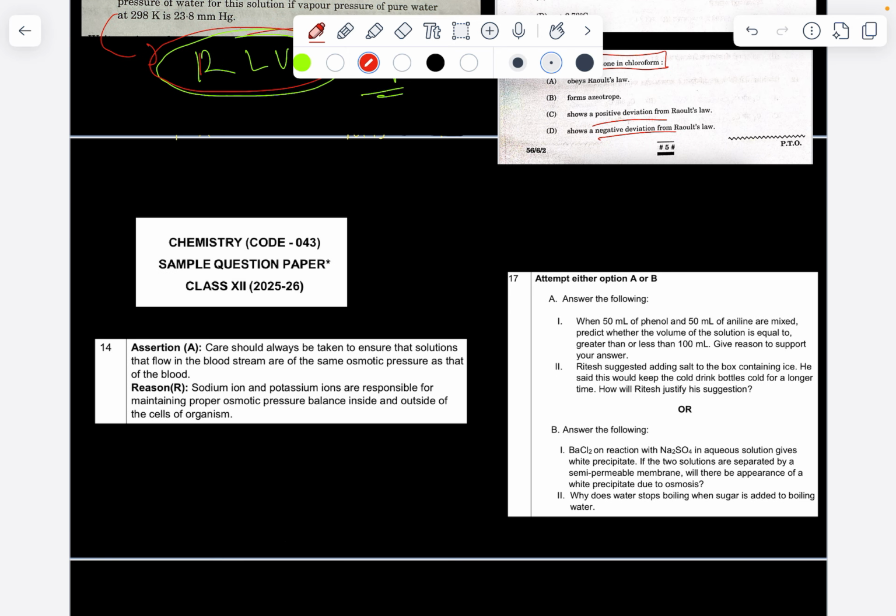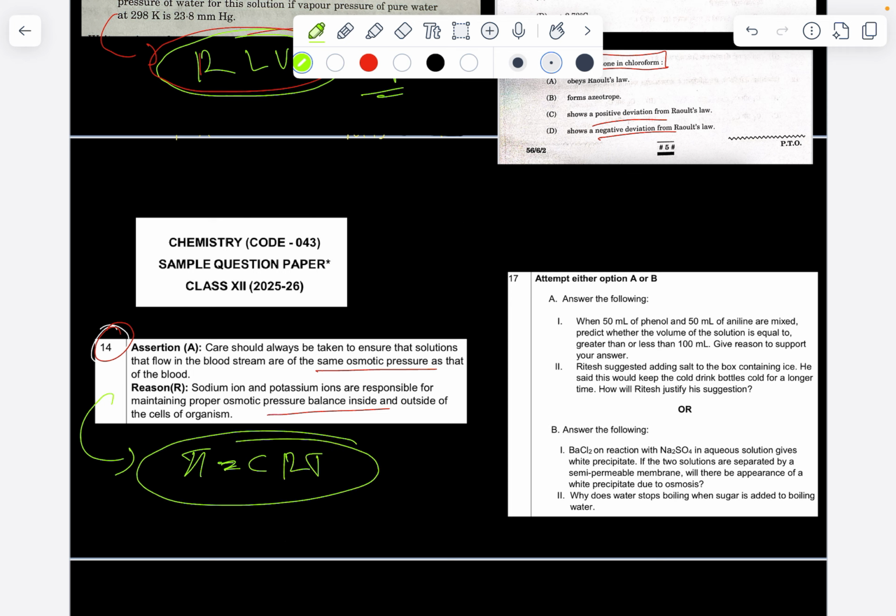So this question is regarding osmotic pressure. Please give importance to osmotic pressure; pi is equal to CRT will be present. Based upon this equation and the concept of the colligative property of osmotic pressure, give special care to that. And next, in the sample questions, this question is again regarding Raoult's law, ideal and non-ideal solution.